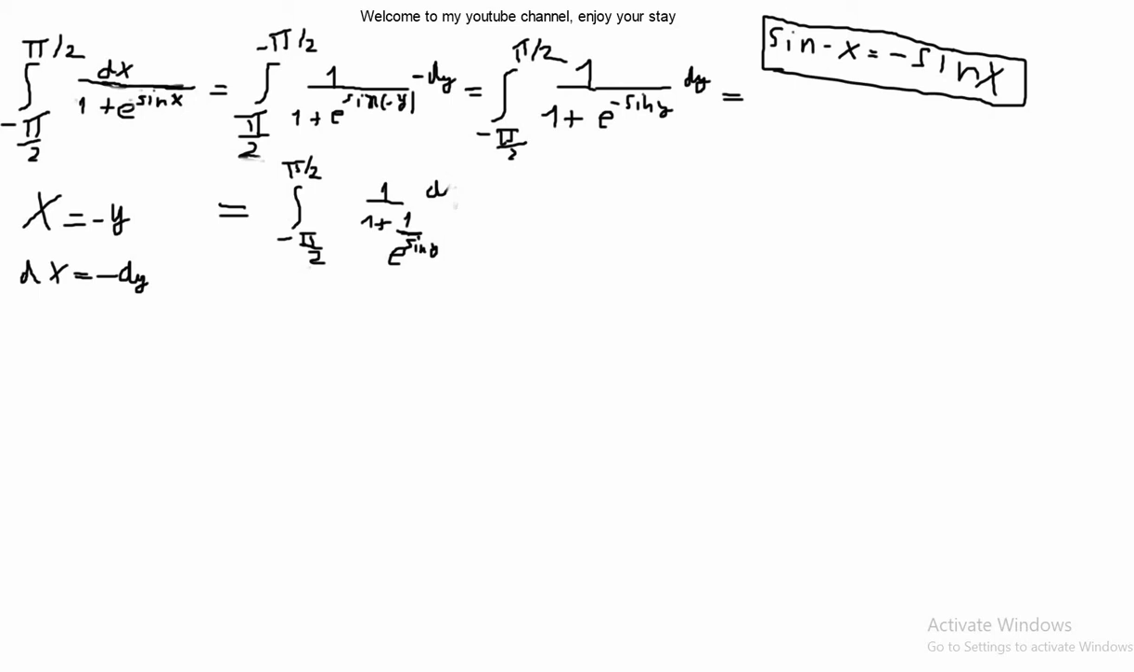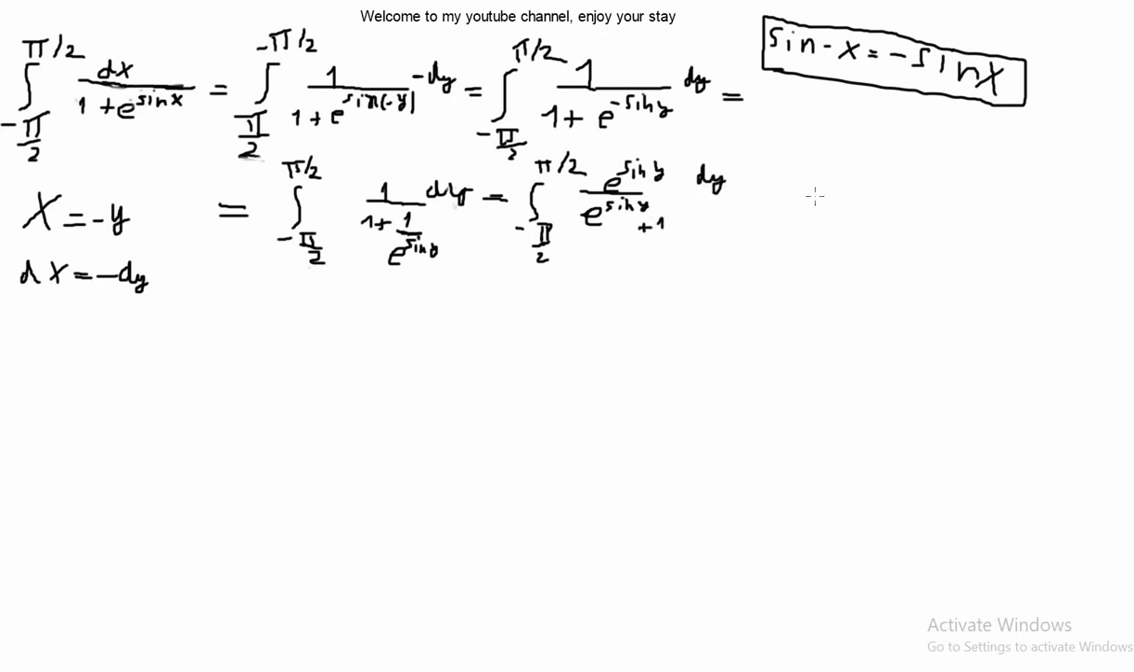Let me write this better. When we put them together, this will multiply 1, this will stay the same, and this will flip up. So just some algebra, we get the integral from minus pi over 2 to pi over 2 of e to the power of sine of y over e to the power of sine of y plus 1, dy.